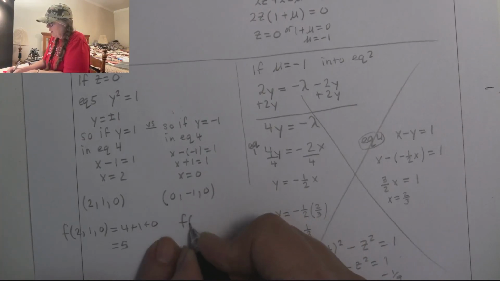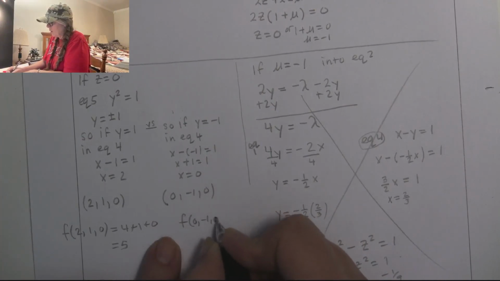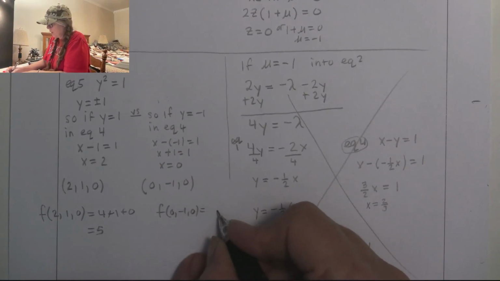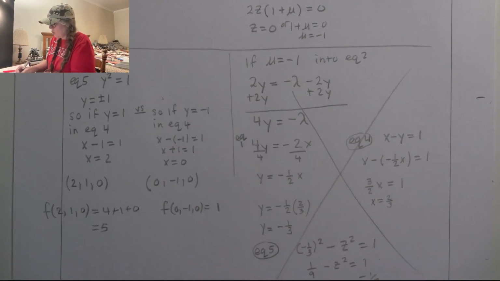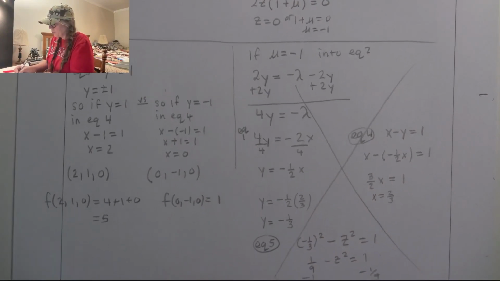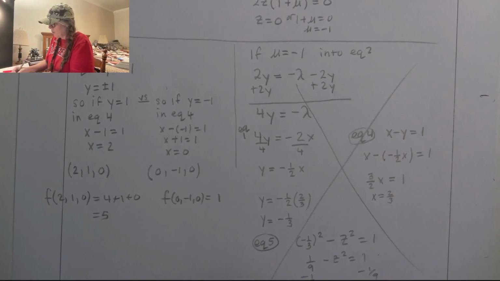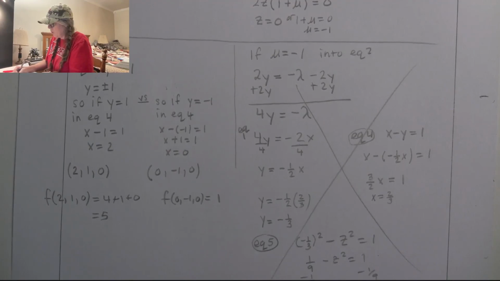And this one is, you guys are thinking, we'll have to always send text that our brother's going on a walk. Square, square, square, we get 1, right? And so we have a max of 5 at (2, 1, 0), and a min of 1 at (0, -1, 0).